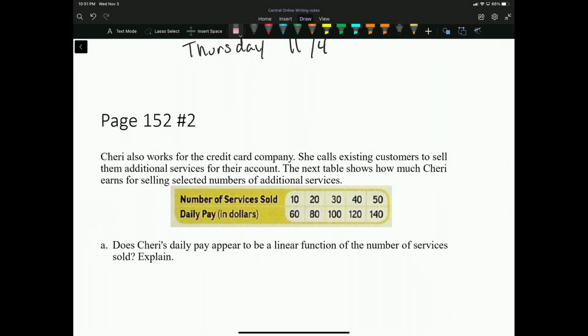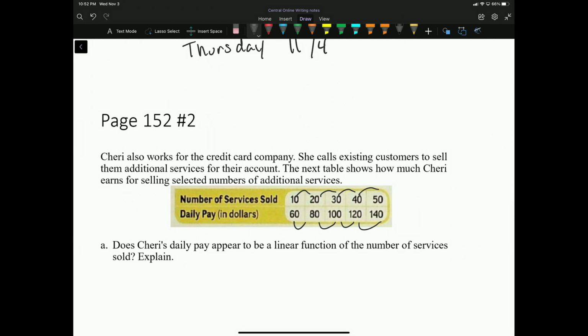The next table shows how much Sherry earns for selling selected numbers of additional services. So, does Sherry's daily pay appear to be a linear function of the number of services sold? Explain. To me, it looks like it's a linear equation, right? Because if we notice, as we're going up on the daily pay, we're increasing by the same amount. We're increasing by 20 every single time, right? And on the top row, the number of services sold is increasing by 10. Or another way of saying this is our rate of change isn't changing; it's staying the same. So we can say that it is.